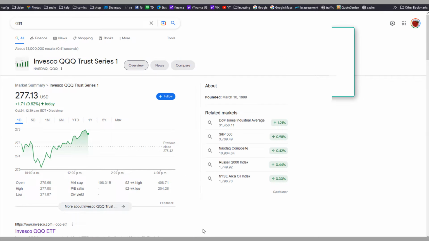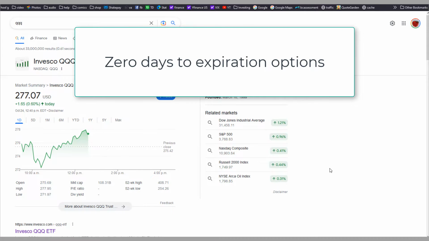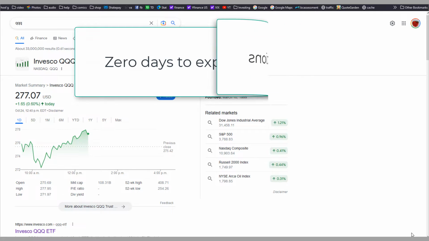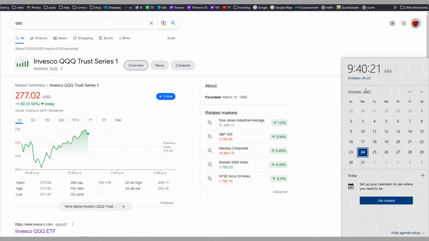We're going to talk about 0 days to expiration. These are options that expire on the day that you trade them. So for example, today is Monday, the 24th. So I will be selling options that are expiring today. And what I'll be doing throughout this entire week is to sell 0 DTE options every day of this week.